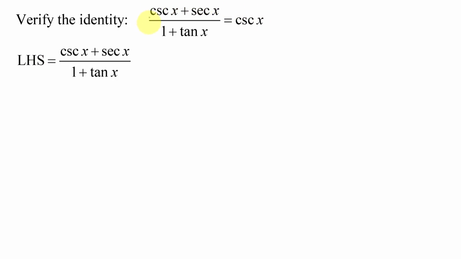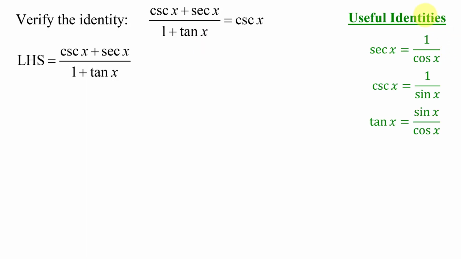And in this identity, I have 1, 2, 3 different trig functions. So I think the simplest thing might be to rewrite everything in terms of sines and cosines. And here are a few identities that are going to help me do that.